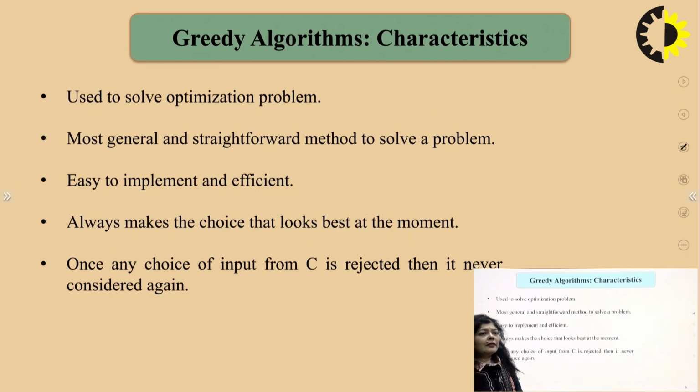Now, we will discuss the characteristics of greedy algorithms. As we have already seen, in the greedy paradigm we try to greedily find the best possible option or the best possible solution for a given problem within the given constraints that we have. When we talk about the characteristics, first of all, the greedy approach is mostly used to solve optimization problems where we need to either maximize or minimize a certain function.